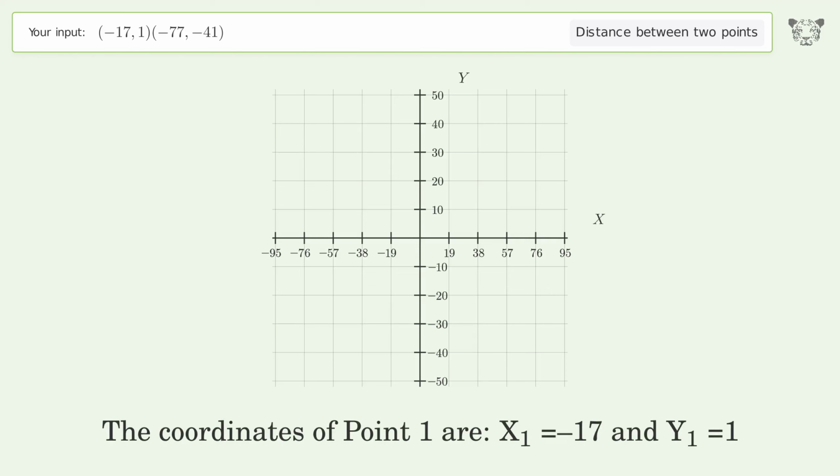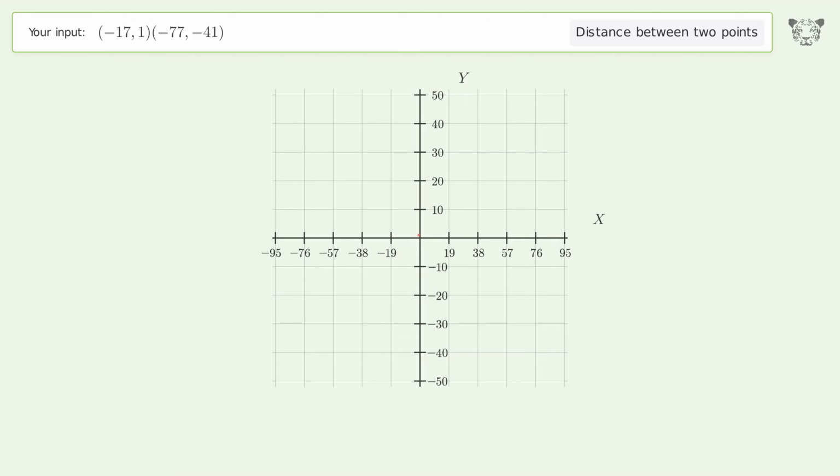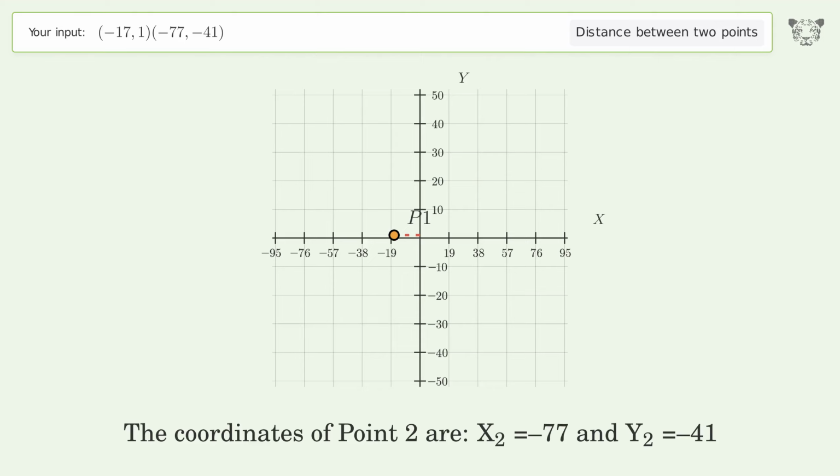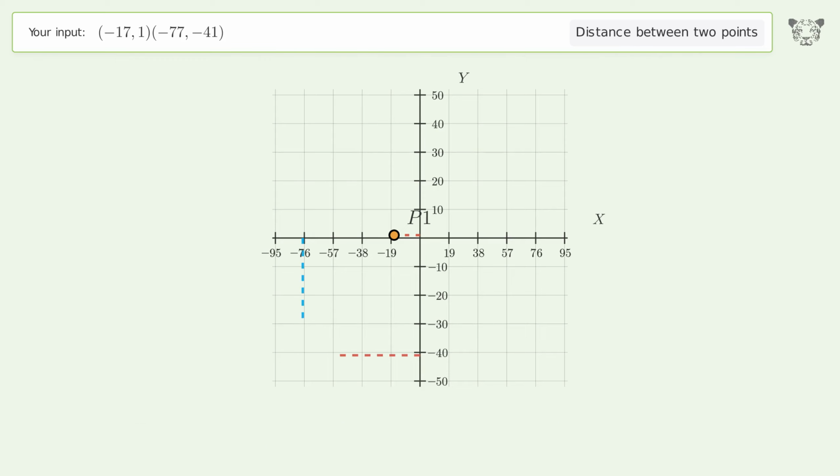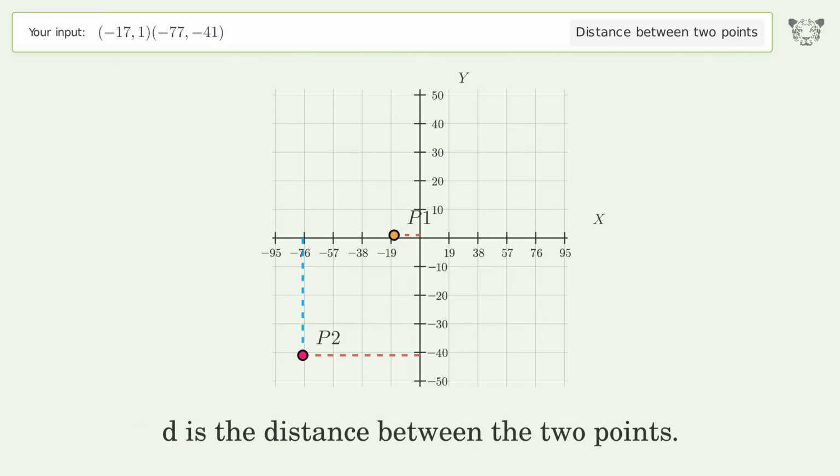The coordinates of point 1 are x1 equals -17 and y1 equals 1. The coordinates of point 2 are x2 equals -77 and y2 equals -41. D is the distance between the 2 points.